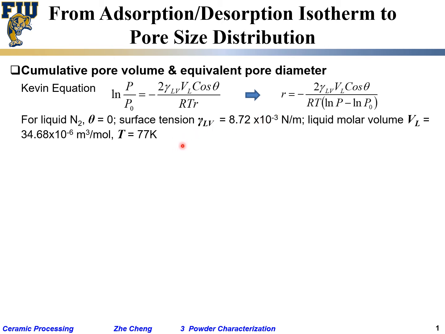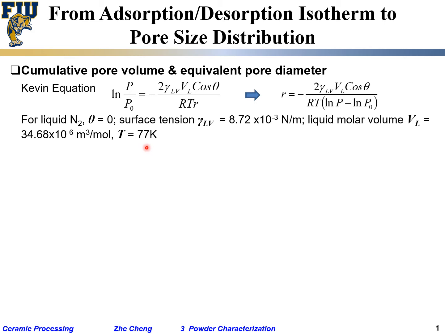For liquid nitrogen, typically we assume pretty good wetting. Theta goes to 0, cosine theta is 1. And surface tension, people have measured surface tension. It's in the unit of Newton per meter, between liquid nitrogen and the nitrogen gas. The other one is liquid molar volume, which means one mole of liquid nitrogen. What's the volume? Of course, at a certain temperature, 77 K.